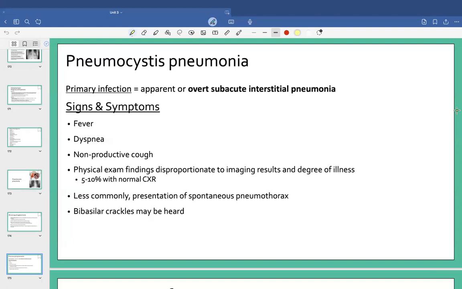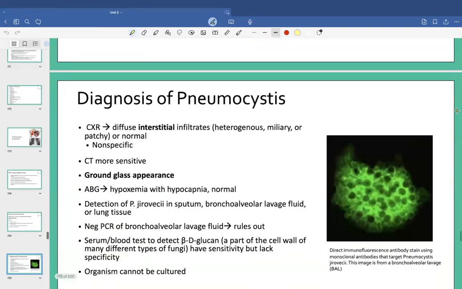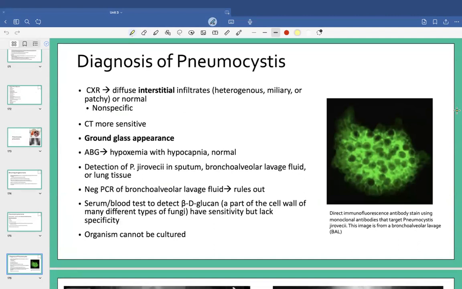Diagnosis: the chest X-ray is going to show diffuse interstitial infiltrates that could be heterogeneous, miliary, or patchy in early infections. Could be normal. Non-specific, remember 5 to 10% of patients have a normal chest X-ray. There may be diffuse or focal consolidation, nodules, cystic changes or cavitation within the nodules. So a variety of presentations there.